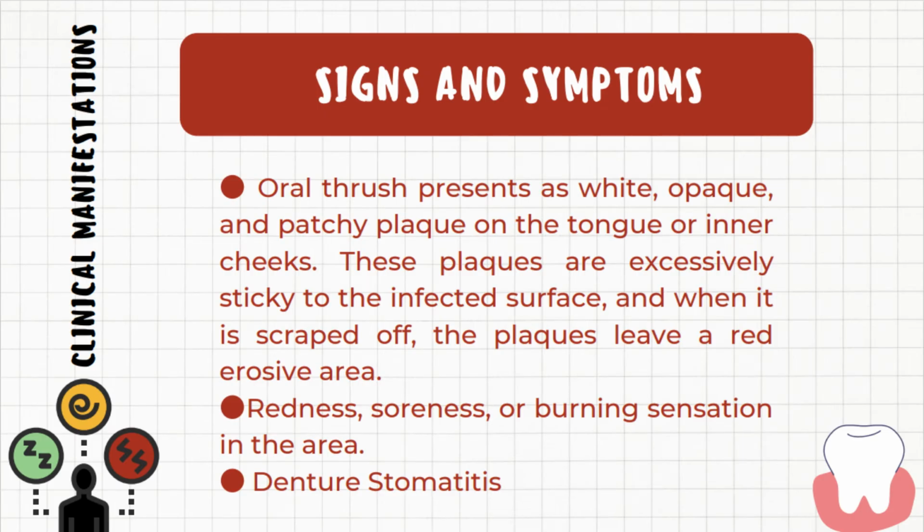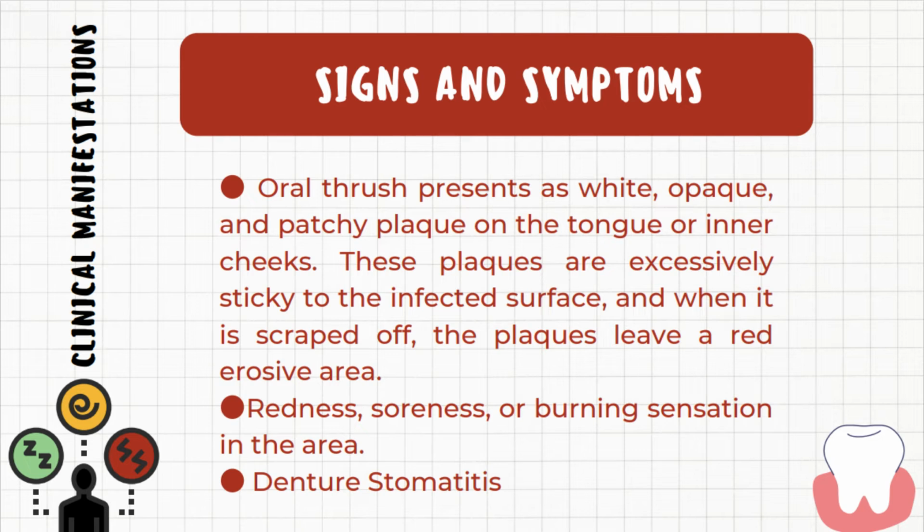Moving on to clinical manifestations. Oral thrush presents as white, opaque, and patchy plaque on the tongue or inner cheeks. Occasionally, they are seen on the roof of the mouth, gums, and tonsils too. These plaques are excessively sticky to the infected surface, and when scraped off by a tongue depressor, they will reveal a red and inflamed area. For patients, this can be painful and have the potential to bleed.